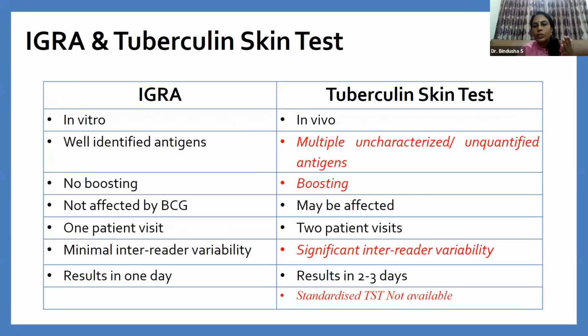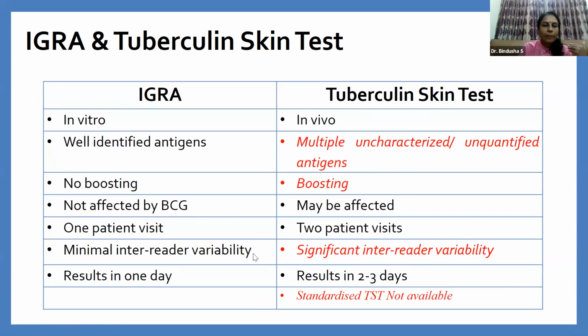But the problem with using the tuberculin skin test like Mantoux is that it responds to multiple uncharacterized and unquantified antigens. If you do Mantoux again and again, there may be local boosting. Then there may be significant inter-reader variability, and nowadays we don't have a standardized TST. So all these problems make Mantoux a test which is not very convenient for us to use.